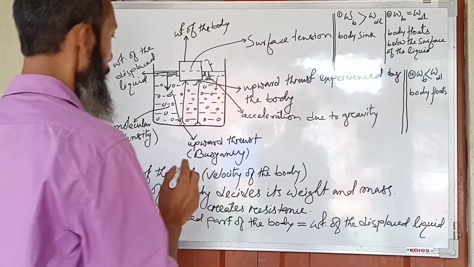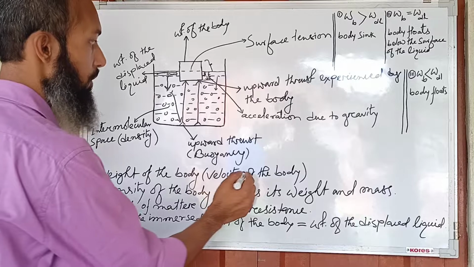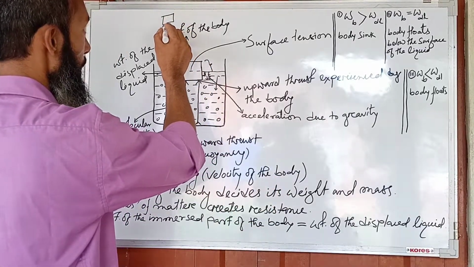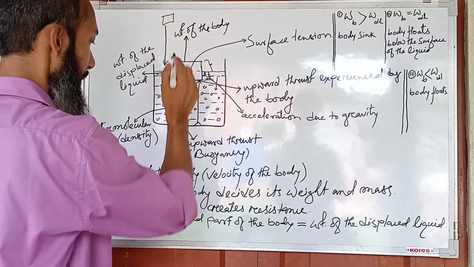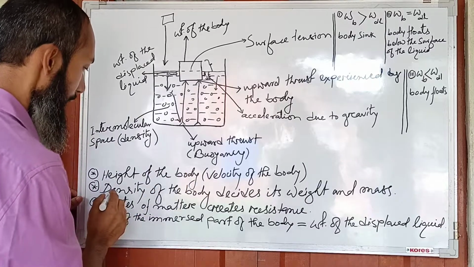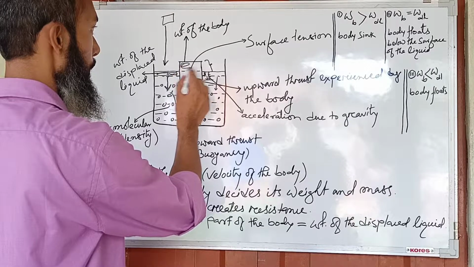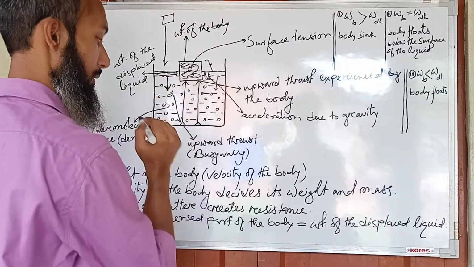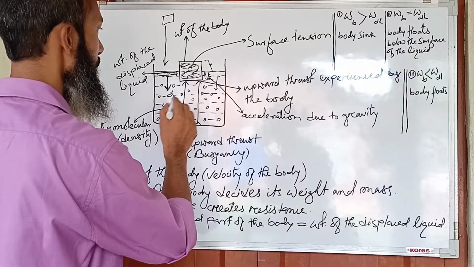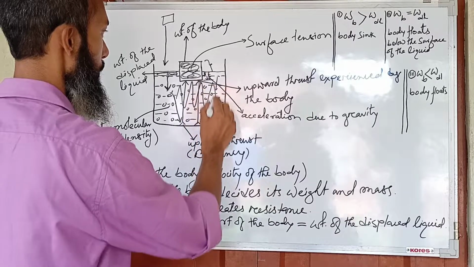And from this, we came to know that the height of the body means the velocity of the body. From any height, if we drop any body, then that is its velocity. Then the density of the body decides its weight and mass. Then states of matter create resistance. Any state of matter creates resistance in its flow.